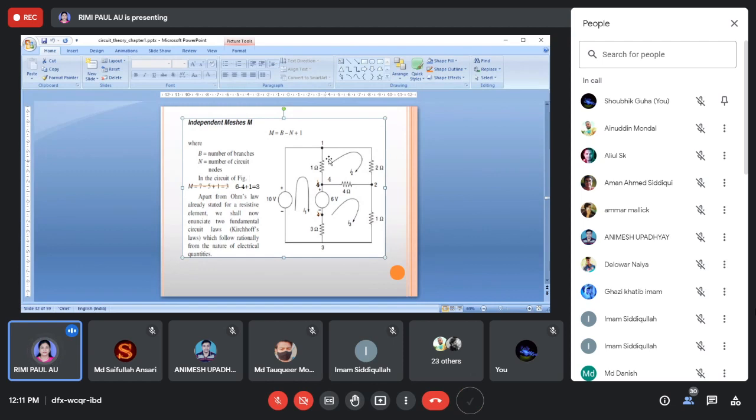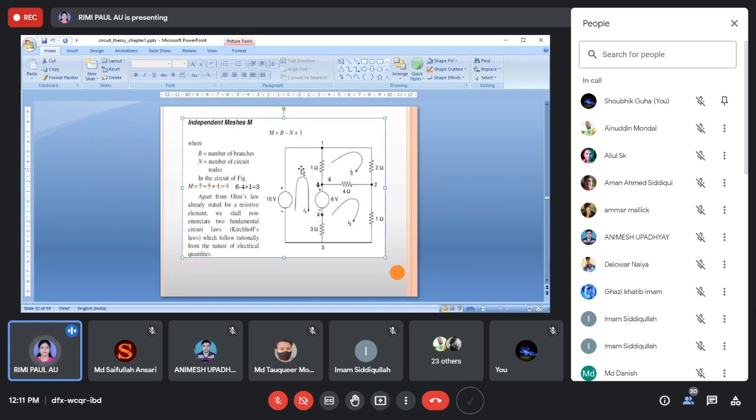So one branch, two branch, three branch, this is a node. Another is one branch, two branch, three branch, this is a node. Another node is one branch, two branch, three branch. So one, two, three, four nodes, and total branches are six. So b minus n plus one: b is the branches, six, minus n, 4 nodes, plus 1. So 6 minus 4 is 2, 2 plus 1 is 3. So the number of loops should be 3. In this way you can find out.